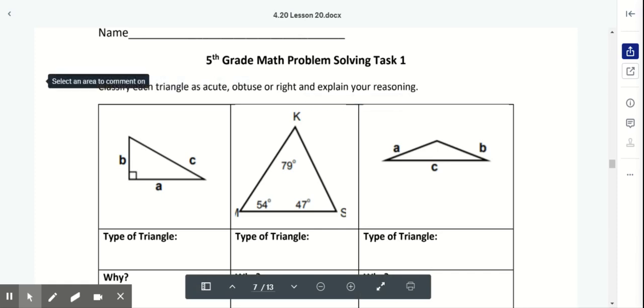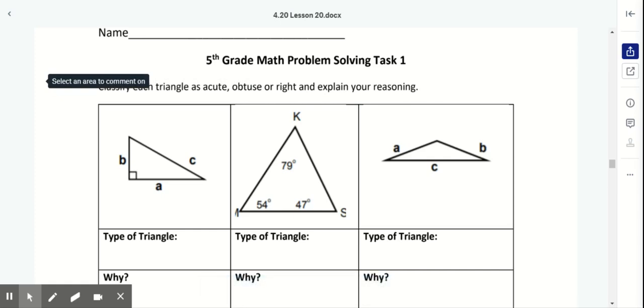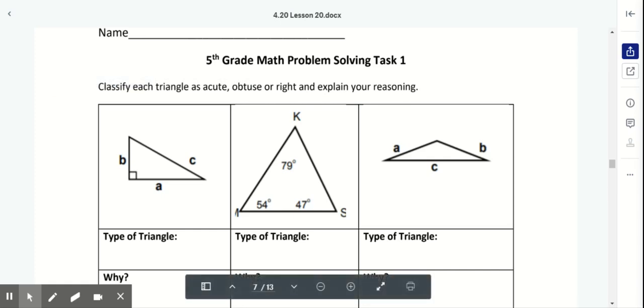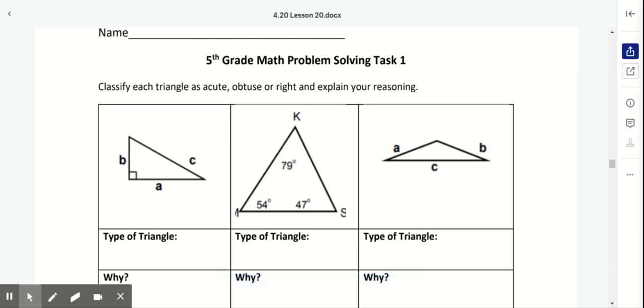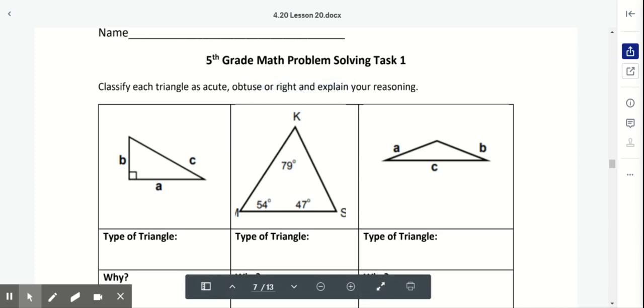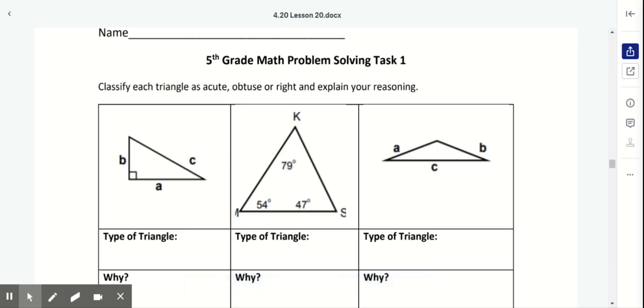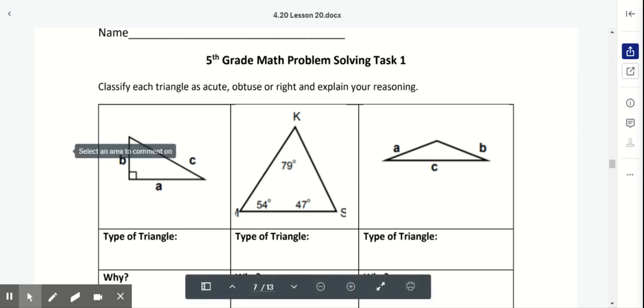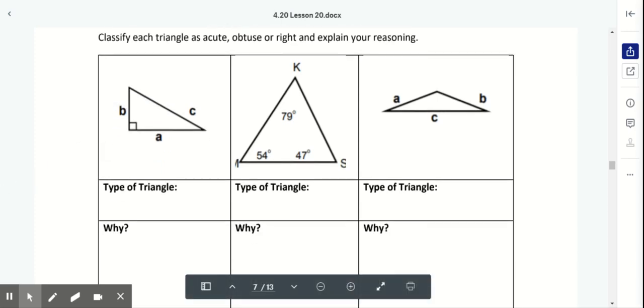And we know that an acute angle is less than 90 degrees. An obtuse angle is greater than 90 degrees, but less than 180 degrees. And a right angle is 90 degrees. So with that knowledge, you're going to label each type of triangle and then you're going to explain why. So right now, pause the video and jump into your PST.